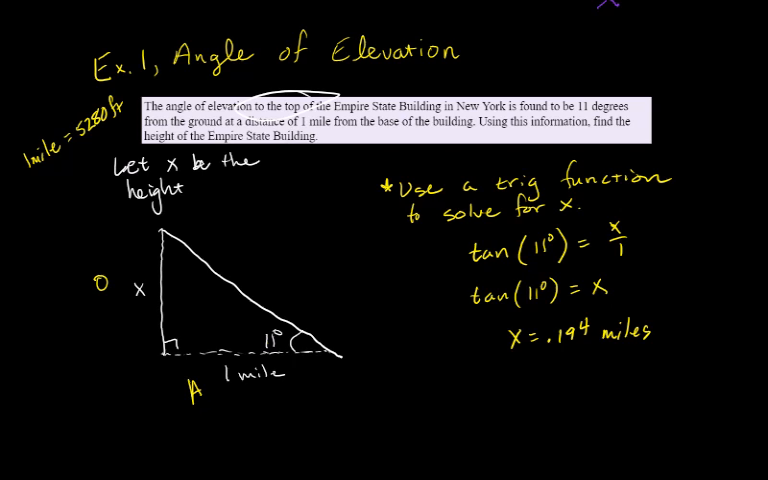So 0.194 miles is roughly, let's see, 1,026.33 feet. And so then I could say the Empire State Building is that many feet. So it'd be weird to just say that it's a certain number of miles tall. But anyway, hopefully that makes sense with angle of elevation.